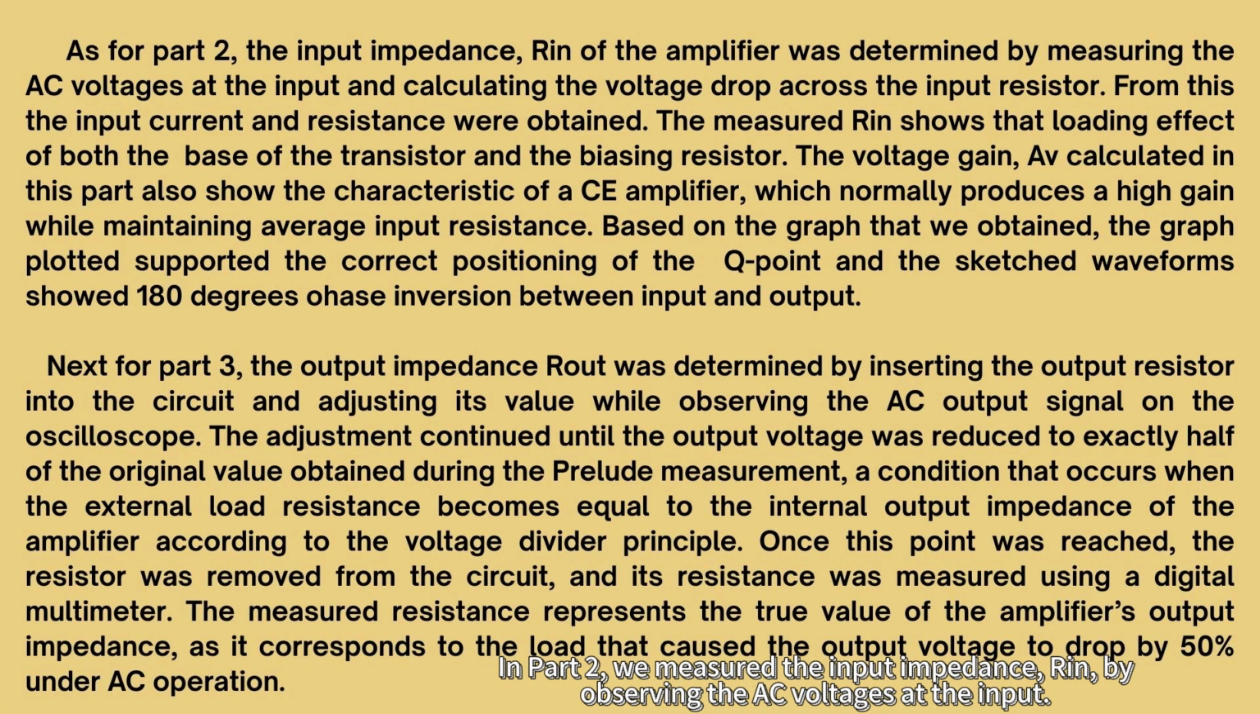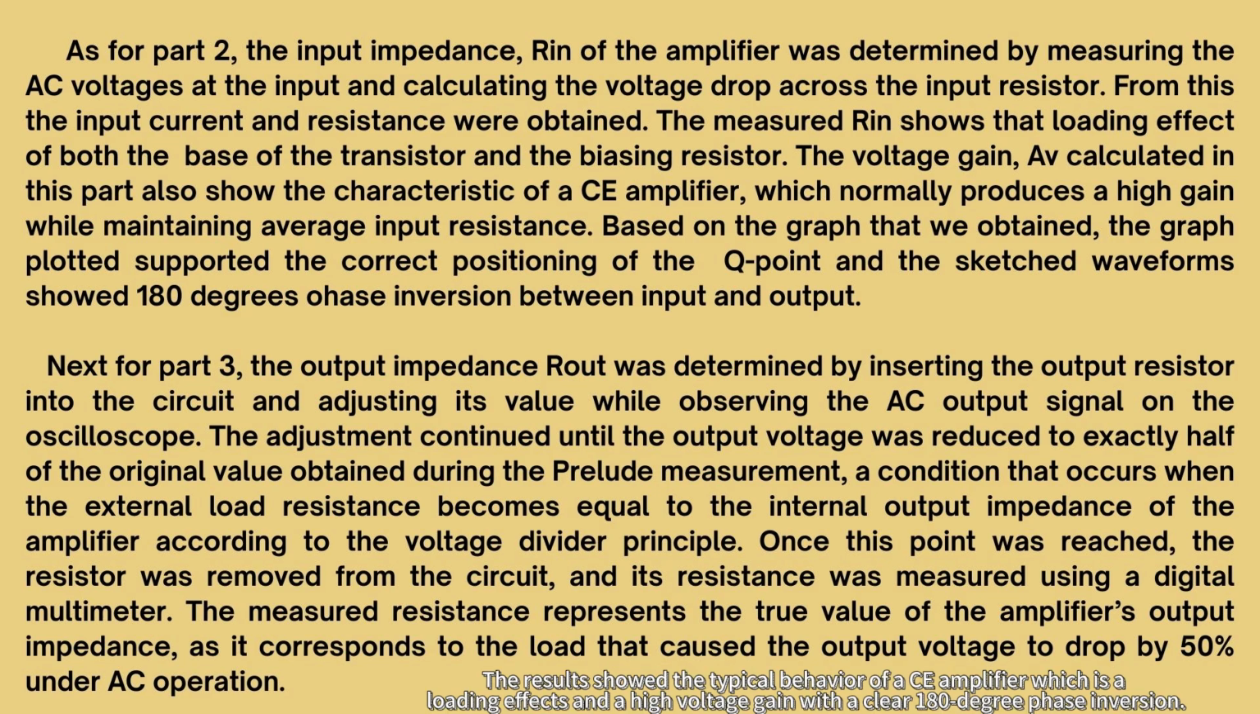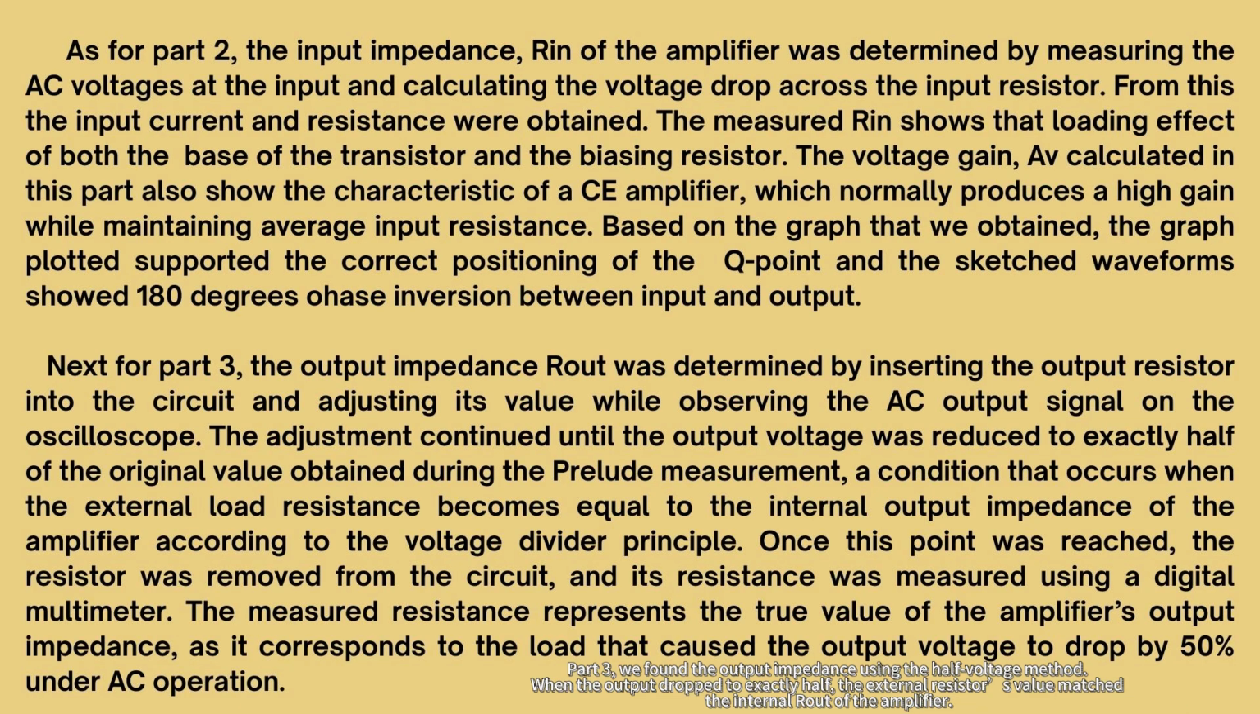In part 2, we measured the input impedance Rin by observing the AC voltage at the input. The result showed the typical behavior of a CE amplifier, which is a loading effect and a high voltage gain with a clear 180-degree phase inversion. In part 3, we found the output impedance using the half voltage method. When the output dropped to exactly half, the external resistor value matched the internal output resistance of the amplifier.